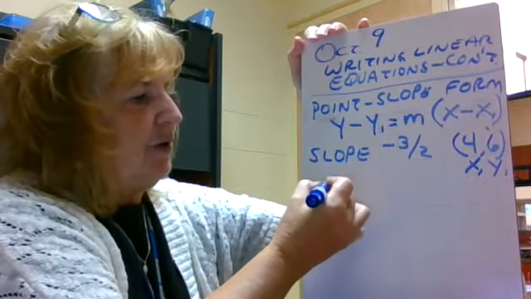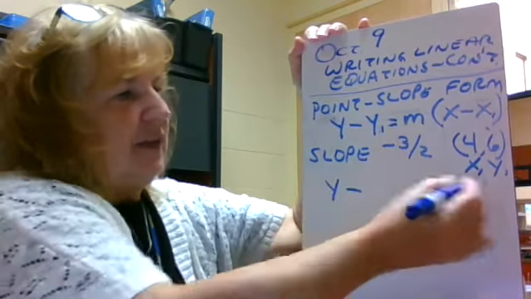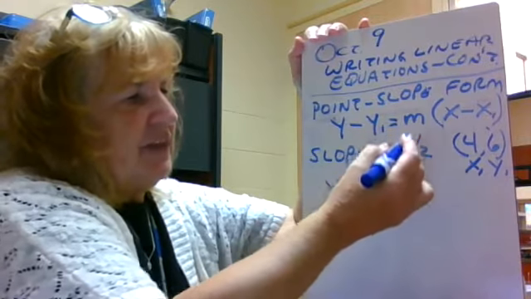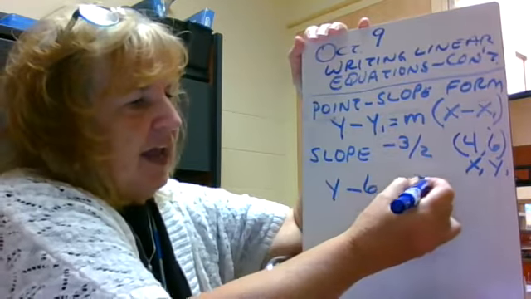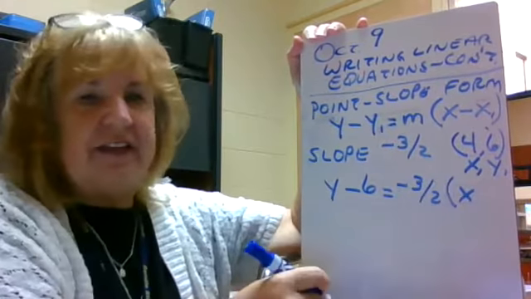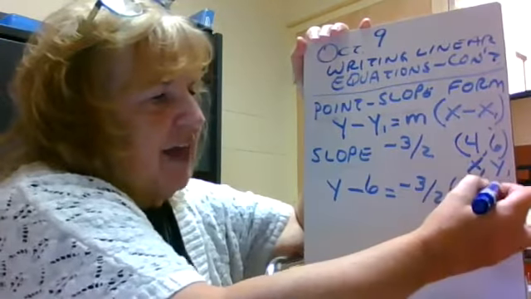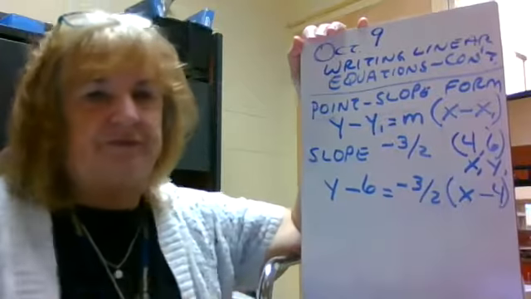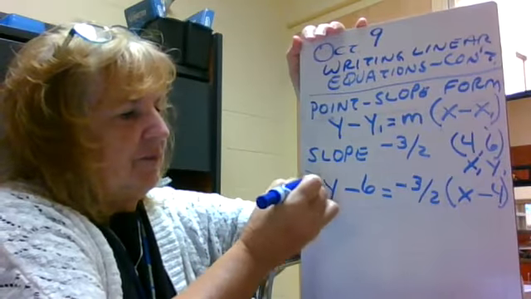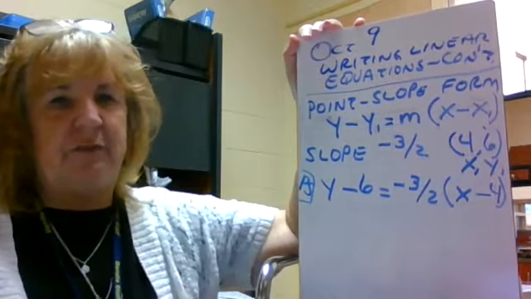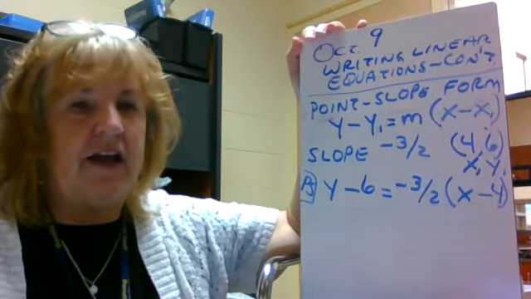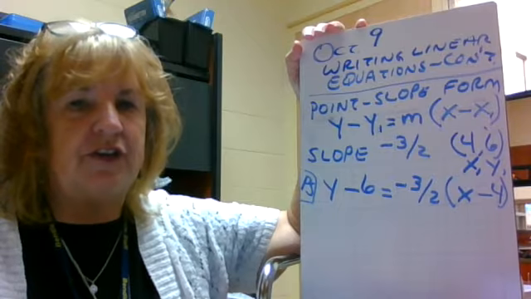Again, nothing gets put in place of the y. In place of y1, we put 6. In place of the m, we'll put -3/2. And then nothing in place of the x, minus x1. This is point slope form. I'll just use an abbreviation there, PS, point slope. That's the first answer they ask you for. Then the second answer they ask you for is slope intercept.